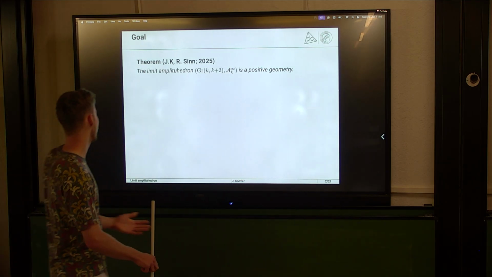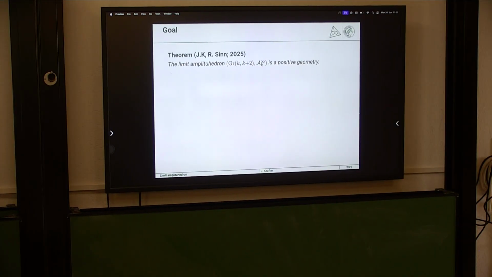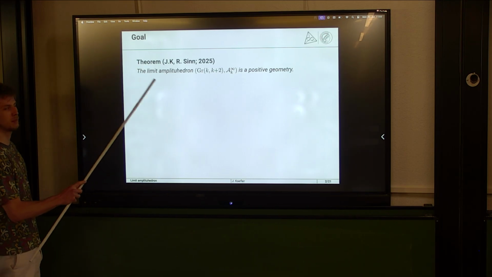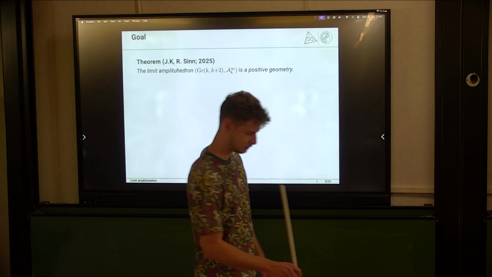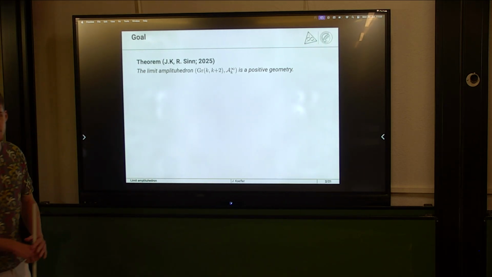However, today is of course a bit different. We are all interested in the amplituhedron. Nick gave us a rough description of what a positive geometry is just like an hour ago. And then really the only thing that I have to explain to you is what I mean by this limit.